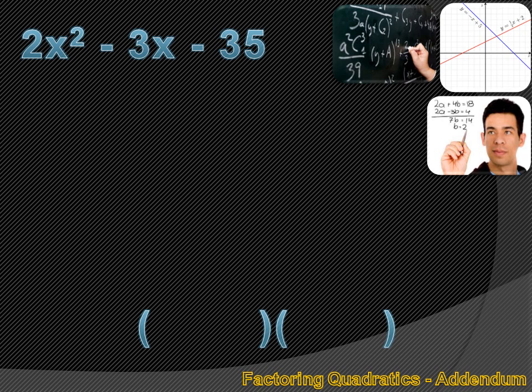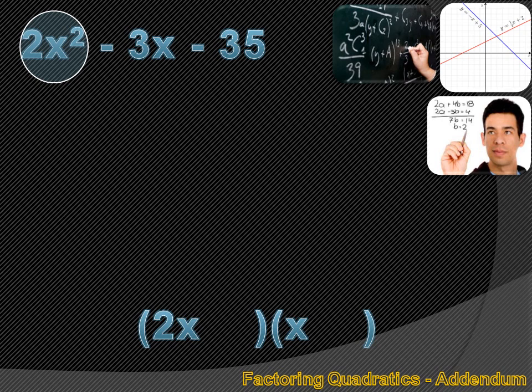I start out by creating a couple of bracketed entries. I know that I'm going to have two factors, and each of them is going to be in parentheses, and so I could start there. Now I just have to fill in each of these parentheses. How am I going to do that? Well, I'm going to start with my a term, my 2x squared, and that's easy to factor. That's 2x times x. So I'm going to put 2x in one of the brackets and x in the other.